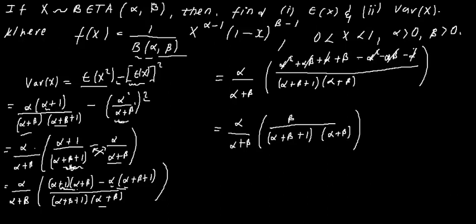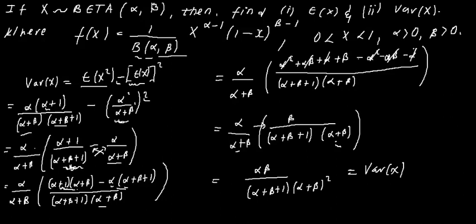So we can separate, we can multiply here. If we multiply the numerators, we will have alpha beta. The denominators, this is common with that, so we can just square this. So we will have alpha plus beta plus 1, then alpha plus beta squared. And this is simply equal to our variance of the beta distribution.